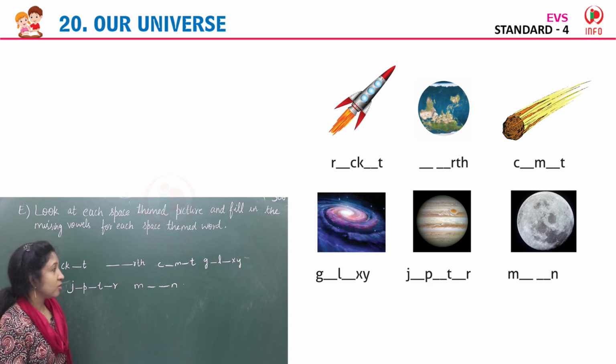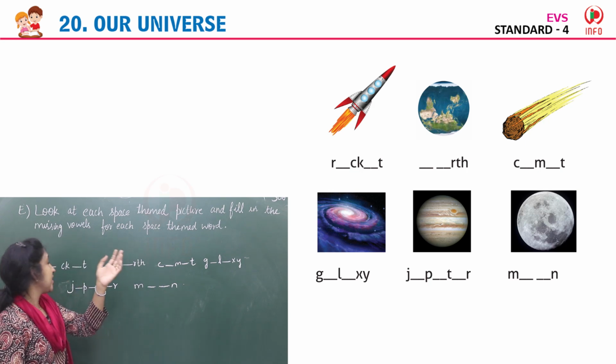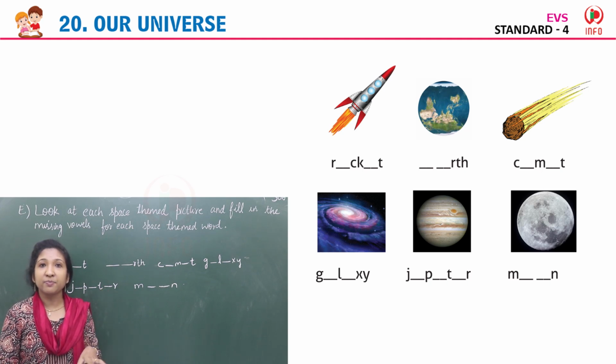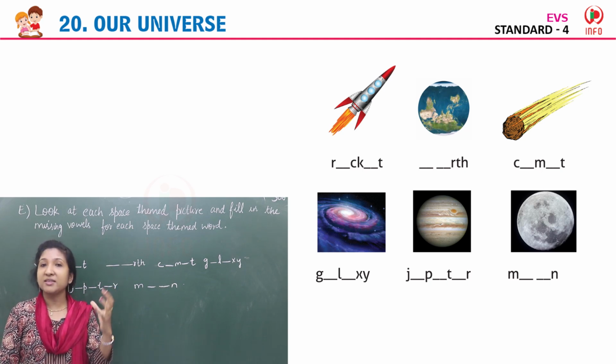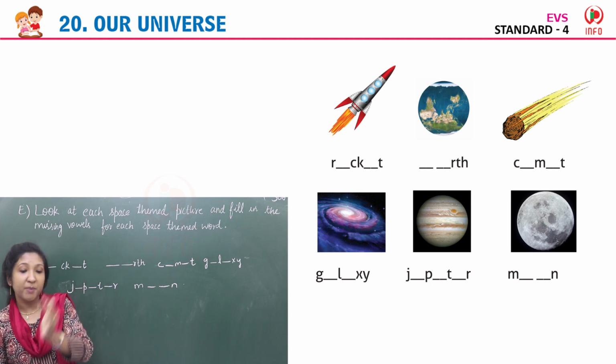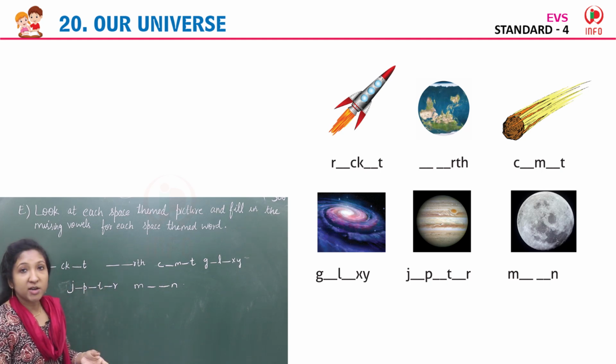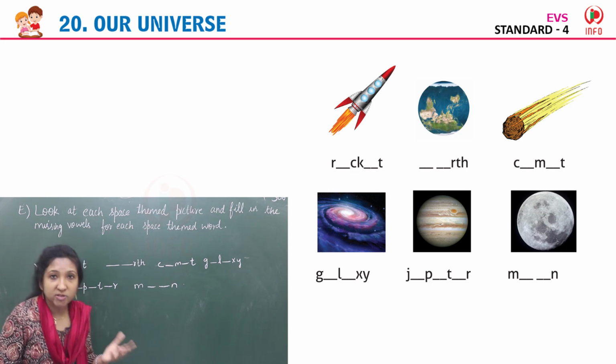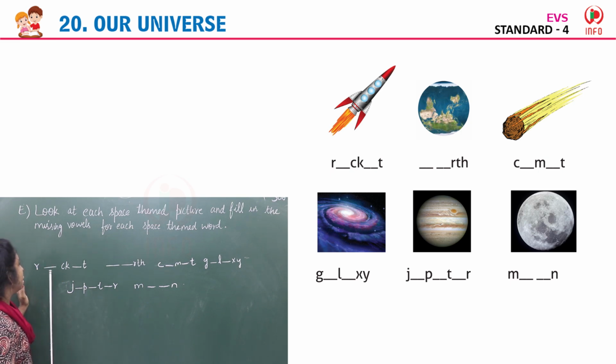Okay. So the first picture, can you see the first picture here? What is this picture? It is connected to space. They have given space themed pictures, and some of the heavenly bodies also. So the first picture is of a rocket. R dash CK dash T. What are the missing vowels here? What is the spelling of rocket? R-O-C-K-E-T. O and E are vowels.